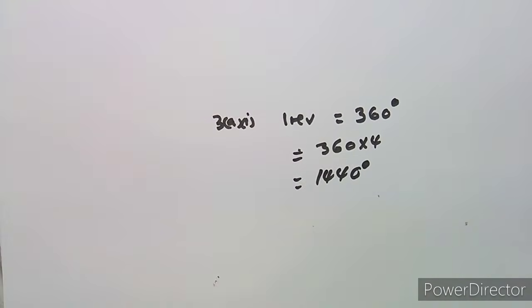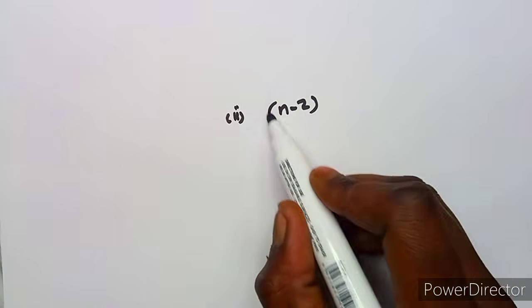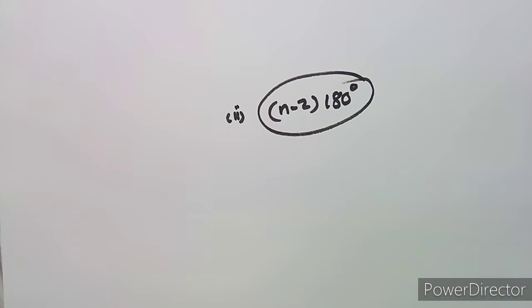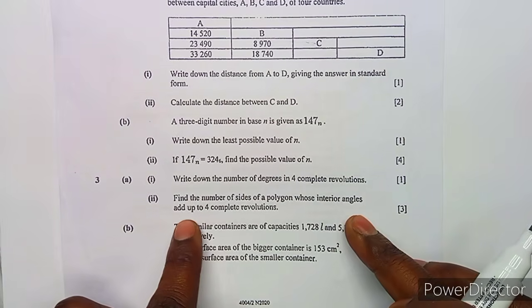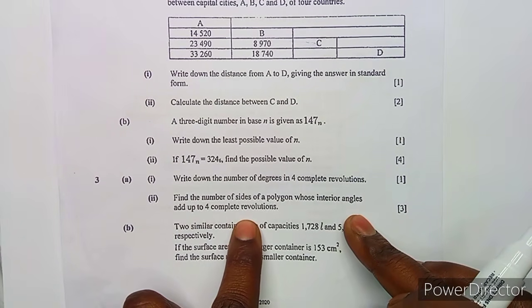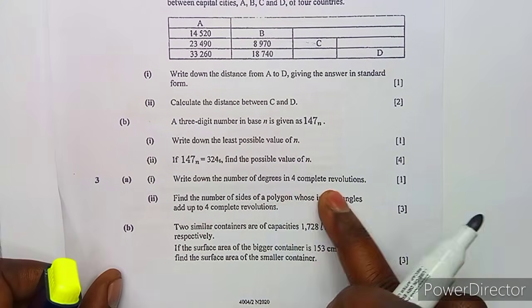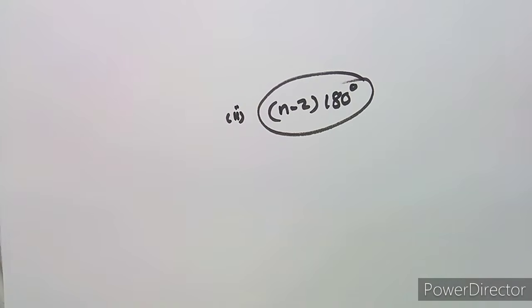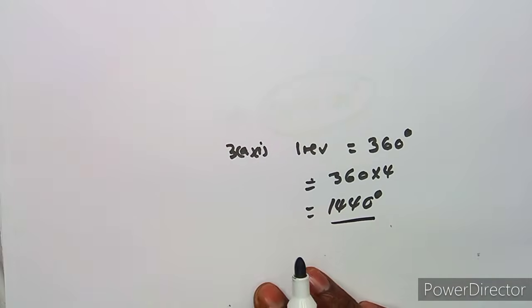So the interior angle, remember how you find it. To find the sum of interior angles, it's n minus 2 times 180. And they are saying those interior angles add up to 4 complete revolutions. And we said 4 complete revolutions in degrees gave us 1440 here. So simply we are going to equate these to 1440.